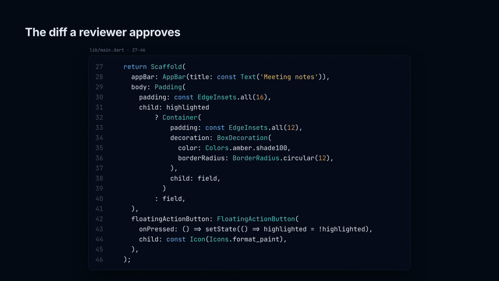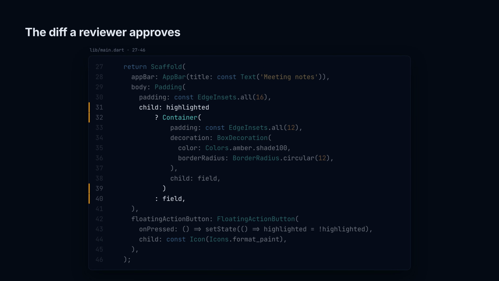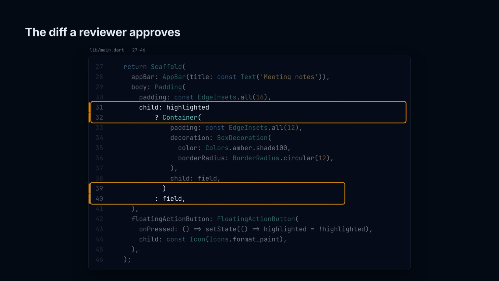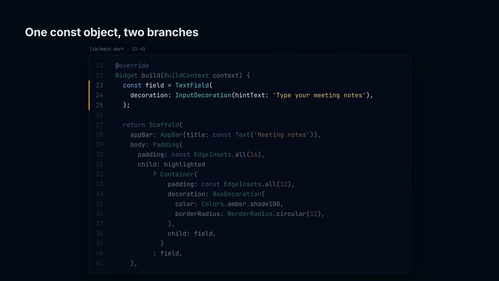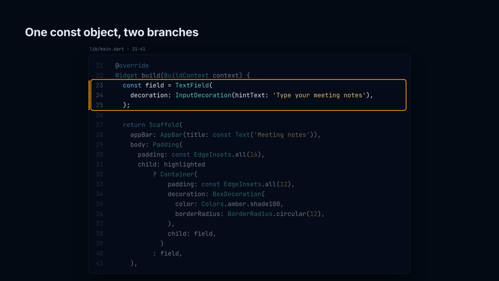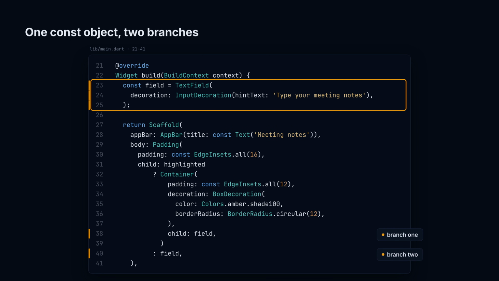That conditional wrapper is the idiom every Flutter codebase has in it somewhere, you know. The diff a reviewer approves says wrap it in a container when highlighted, and that's all it does. Flutter analyze is clean. And look at this line. The field is const, one object handed to both branches. So a reviewer reads one field, not two.